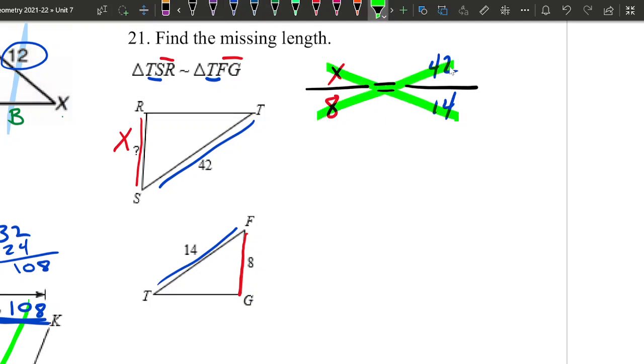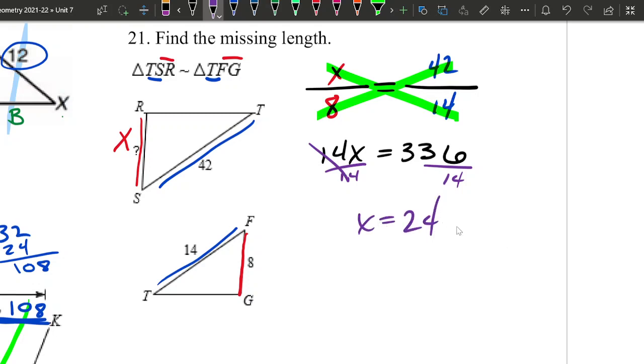And then I'm just doing the cross product. So I have 14x equals 8 times 42, which is 336. And then divide by 14. Which is 24. So x equals 24, and that is the missing side length RS. We're just using proportions to solve for missing pieces. It all comes down to setting up the proportion correctly.